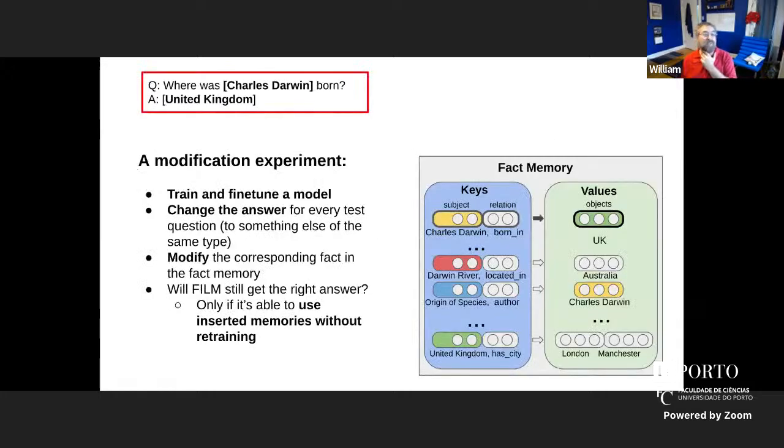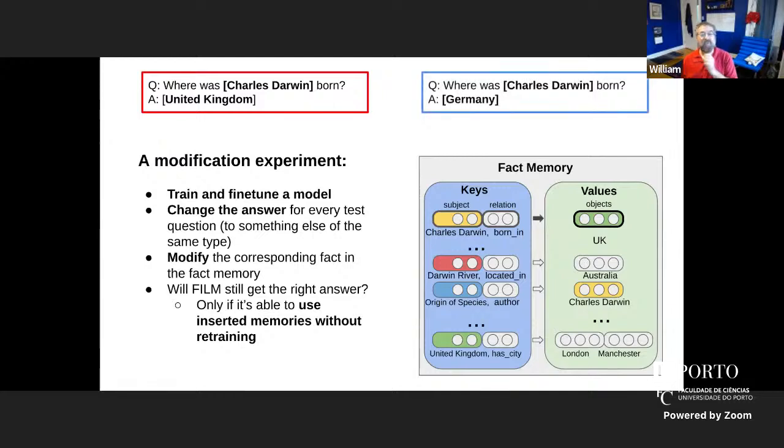So very quickly, here are a couple of experiments. So let's take our last model. We train and fine-tune this model. Okay, and what I'm going to do is try editing things. For every test example, I'm going to change the answer to something which is wrong, but it's the same type. And I'm going to make a corresponding edit to the fact memory. So I'm going to change his birthplace from UK to Germany. All right, and this old one goes away, and now I'm going to ask whether you can get the right answer. Okay, so a symbolic system would certainly get the right answer.